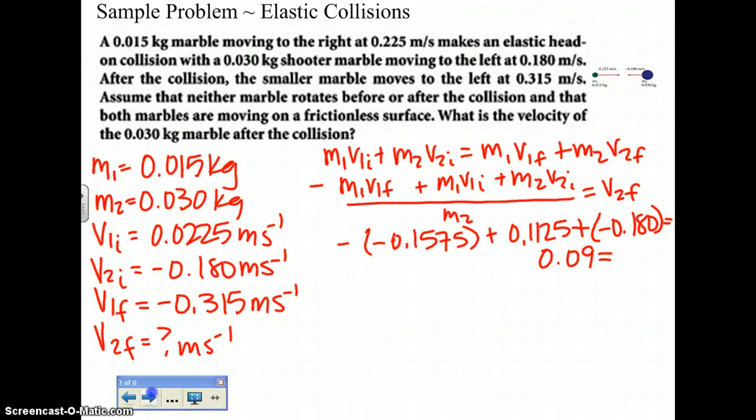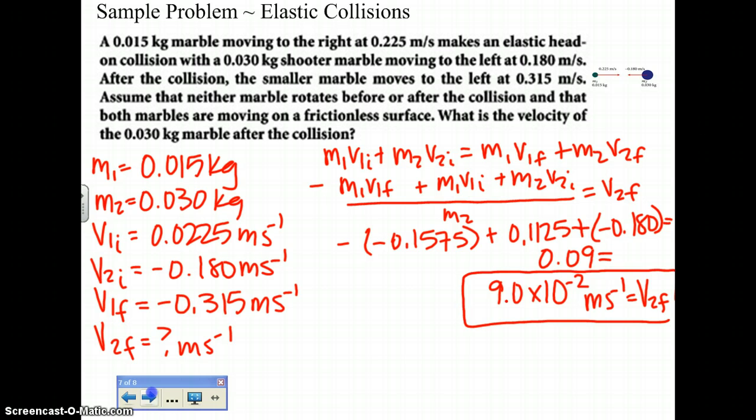That's only 1 sig fig, but you need a grand total of 2 sig figs in your final answer. So 9.0 times 10 to the negative second, what guys? Meters per second. Very, very good. Meters per second is what the second final velocity is. Please make sure that you do take a second and you do plug in what M1V1F is, what M1V1I and M2V2I are, so you can see if you get those answers as well for your final answer of 9.0 times 10 to the negative second meters per second.